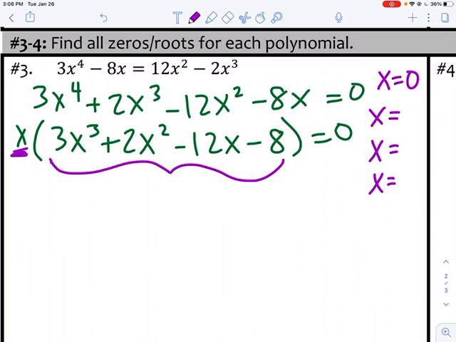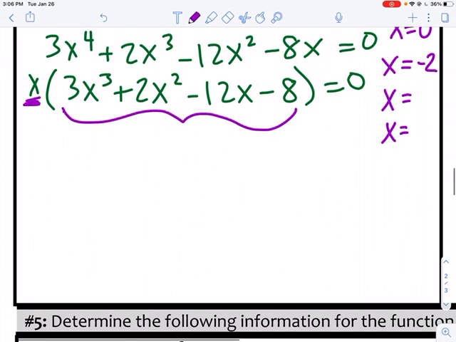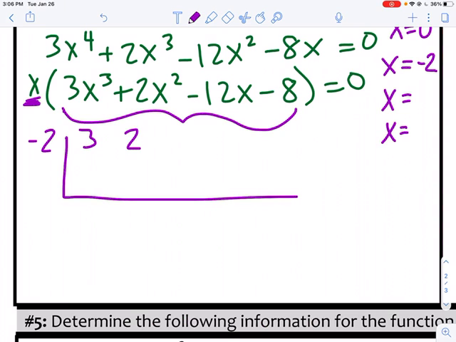So the first one I come to is negative 2 in my calculator. And so what I can do is I can just divide that out. So negative 2 is going out in the synthetic division box. And I can put 3, 2, negative 12, and negative 8 here. And all we're going to do is say, well, if I take out that negative 2 that I know is an answer, what am I going to be left with so I can find the rest of my answers?